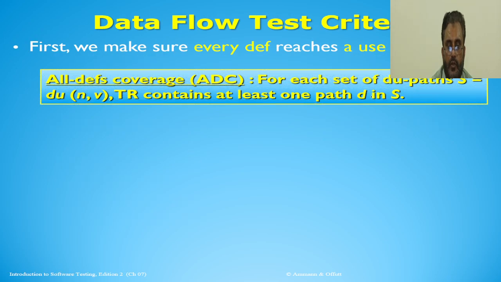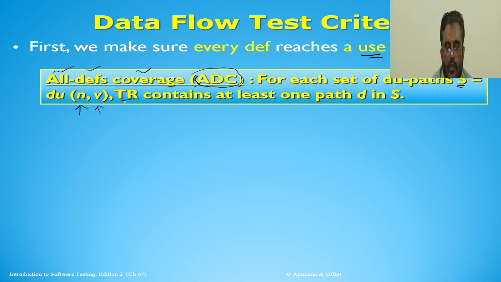So first we make sure every def reaches a use. This means all-defs coverage, abbreviated as ADC, and for each set of du-paths S equal to du(n, v). Here we just give the node and the variable. What do we mean? All du-paths that initiate at node n for this variable v, and we don't mind whatever node they end at. This function is supposed to return all those du-paths.